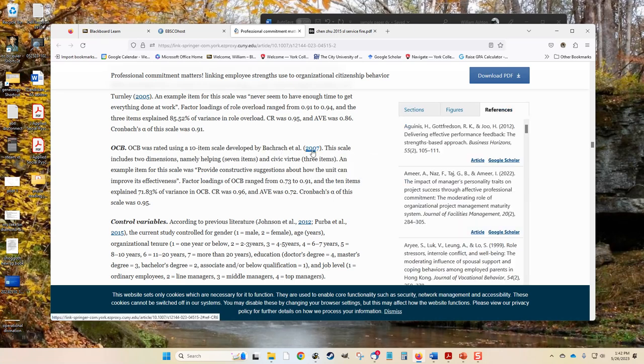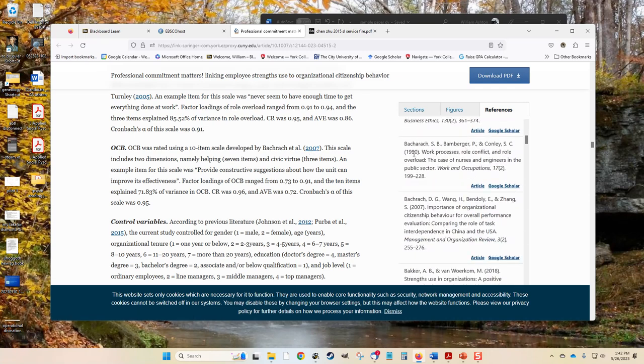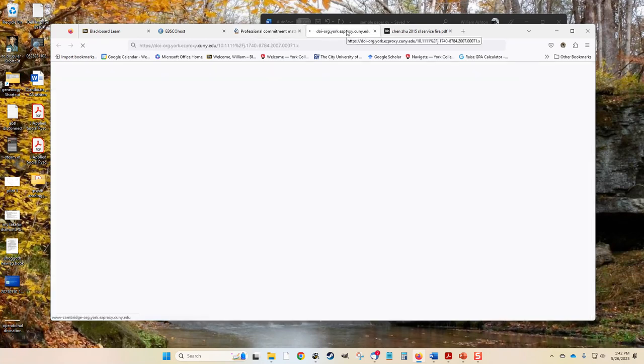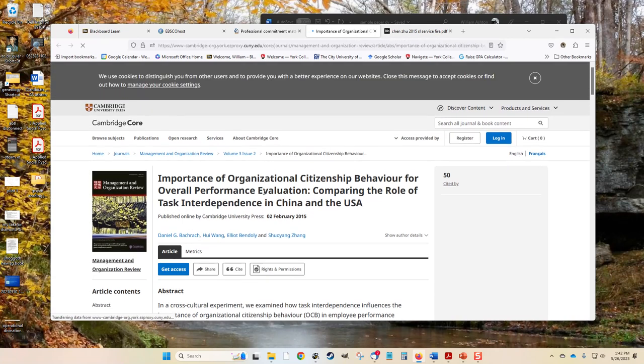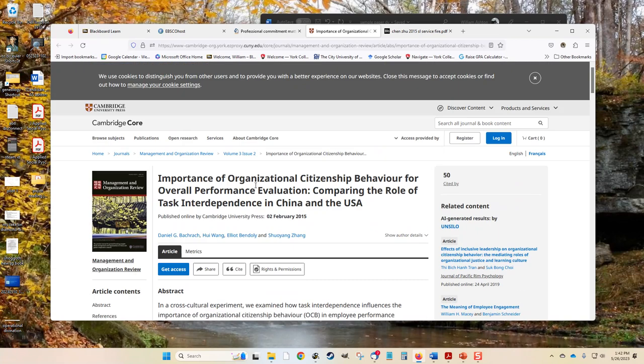Okay, let's take a look at what this could be. Barash, 2007, "Importance of Organizational Citizenship Behavior for Overall Performance Evaluation." This seems like what they did, and maybe we can go to the article, open a new tab. Okay, yep, here we are. We have to buy it.